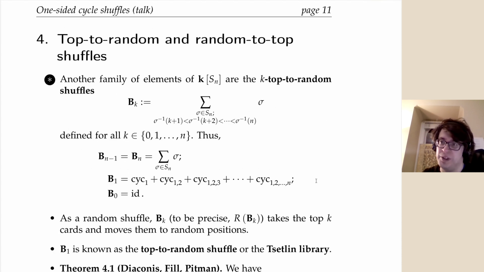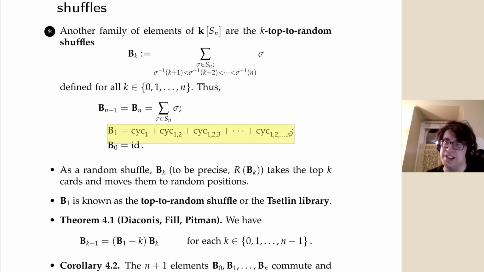Here is another famous family of elements of the group algebra of S_n. These are the so-called k-top-to-random shuffles. This is the sum, so B_k is the sum of all permutations sigma for which the numbers between k plus 1 and n appear in sigma from left to right. So sigma inverse is increasing when you restrict it to these numbers. In particular, B_1 has this nice form: cyc(1), which is the identity, plus cyc(1, 2), which is a transposition, plus cyc(1, 2, 3), and so on, all the way up to cyc(1, 2, ..., n). The other B_k look a little bit more complicated if you expand them out.